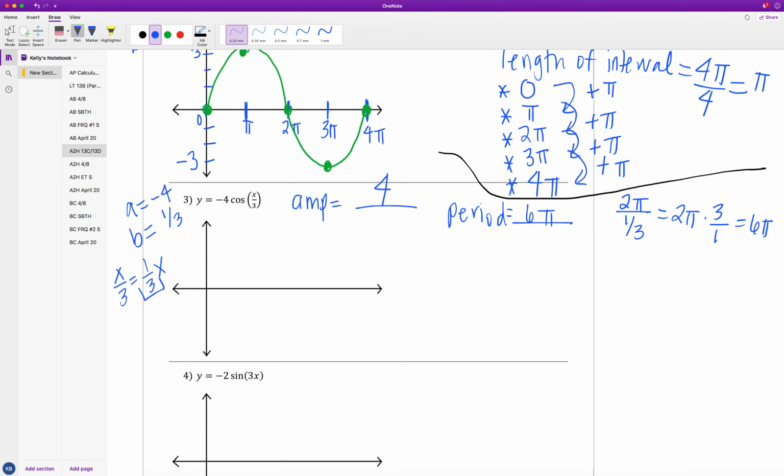From here, the next thing we have to find is, what is the length of our interval going to be? I want you guys to pause the video and decide what you get for the length of your interval.